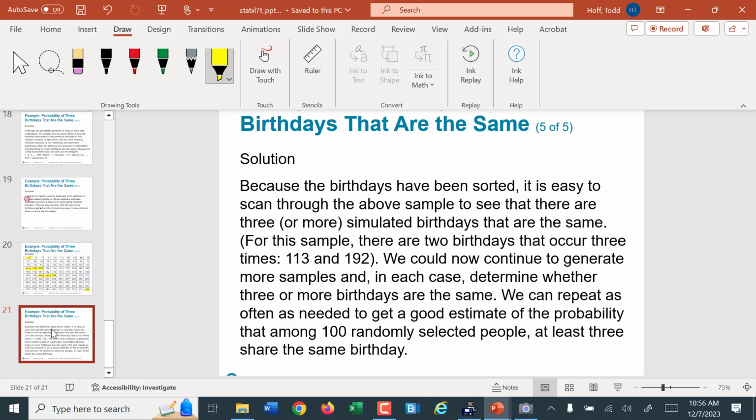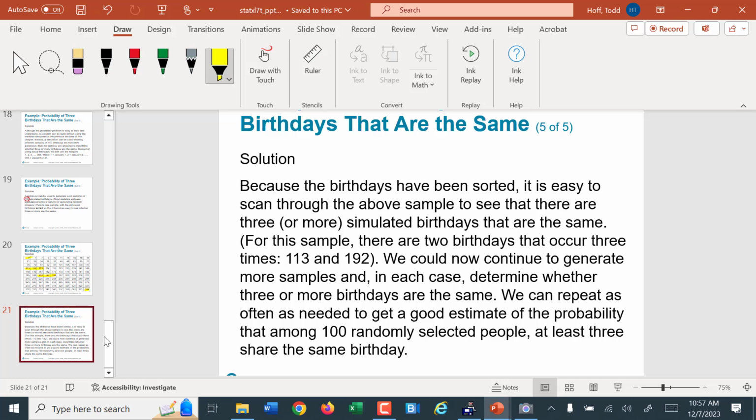For the simulation to work, we would have to repeat this with several trials over and over again and check to see, did we get 3 or more birthdays that are the same in this set of 100? If it's yes, we put that in the success column. If it's no, we put it in the failure column. And when we're all done, we can use that to calculate an estimated probability.